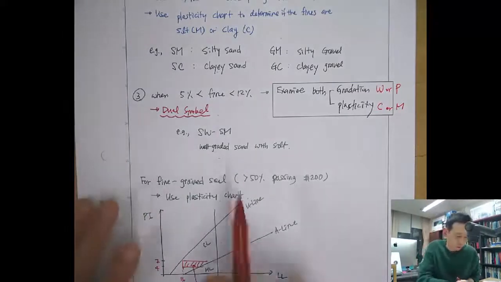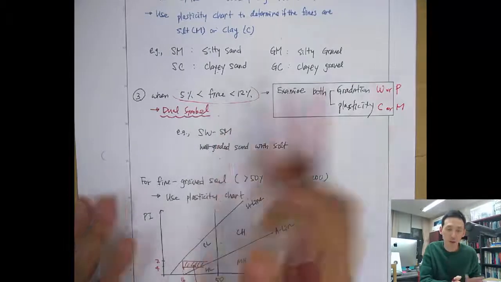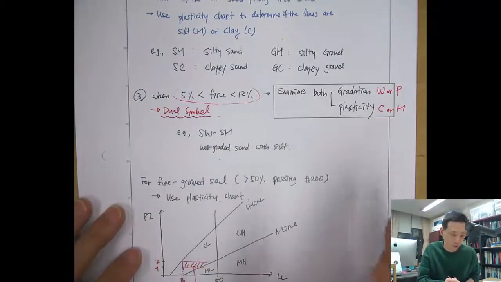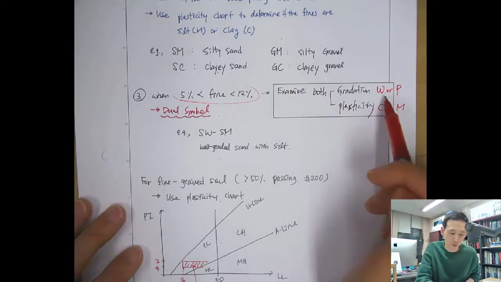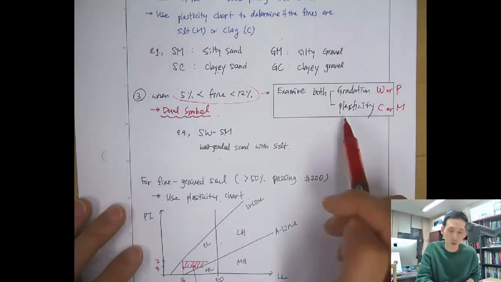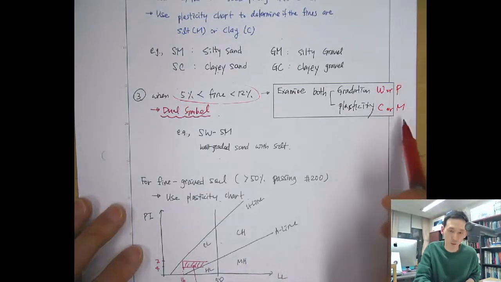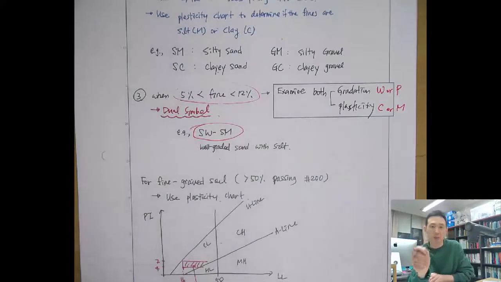So if the fine fraction is between 5 and 12, let's say there's a 10% fine fraction, and the majority is sand, then you do the gradation test and get the CU and CC and determine whether it's W or P, and also run the liquid limit and the plastic limit test and determine whether it's C or M. So then the example will be like this: SW-SM. So well graded sand with silt. Good.